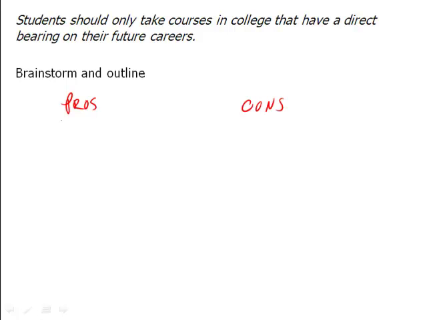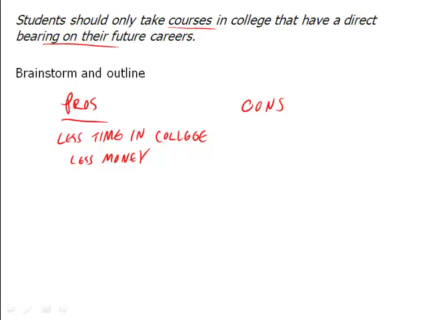So we think through this and say, yeah, that's a great idea because students spend less time in college. And less time in college means less money. That is, students don't have to spend as much money in college. They can get out in 3 years perhaps, because if they're taking courses only that have a bearing on their future careers, this is great. Less time, what does that allow them to do?